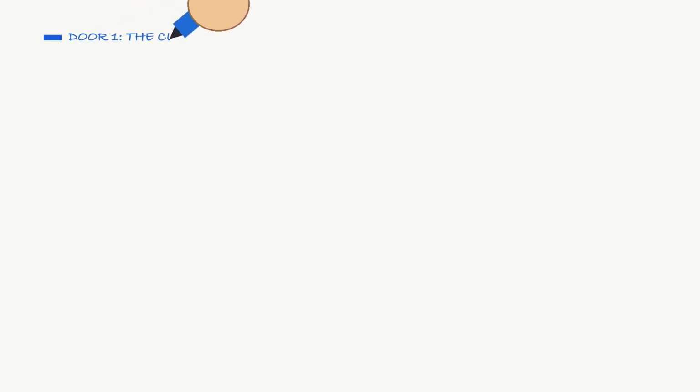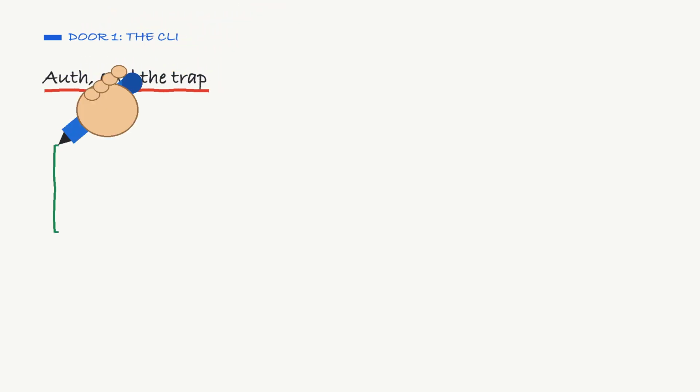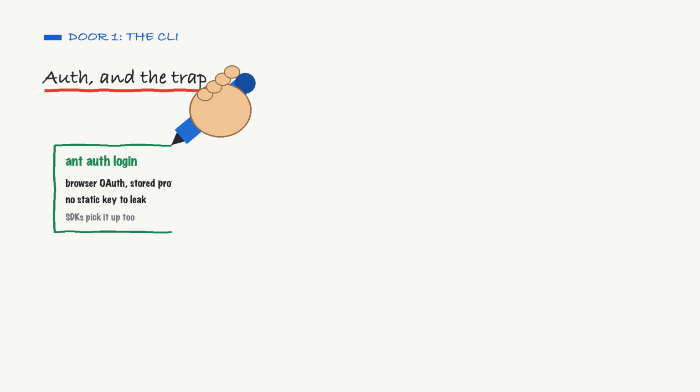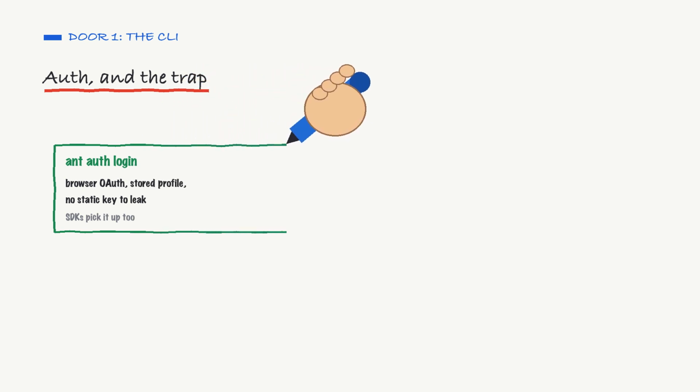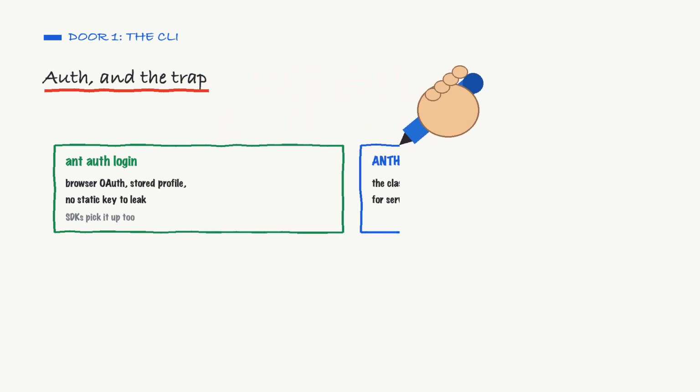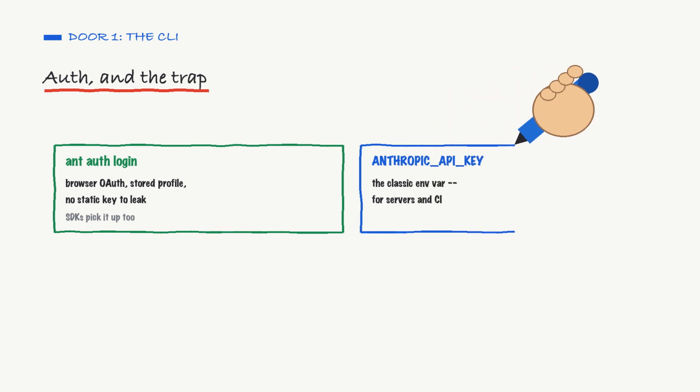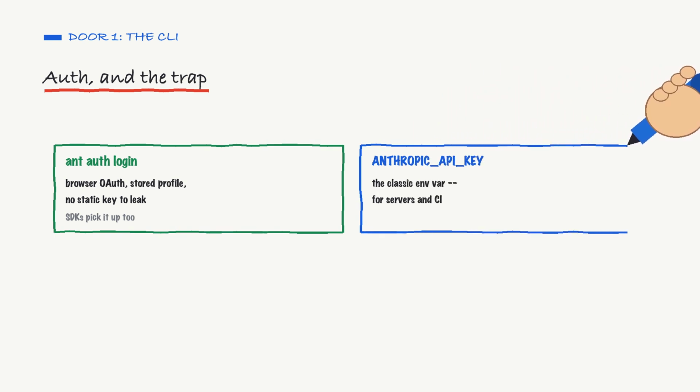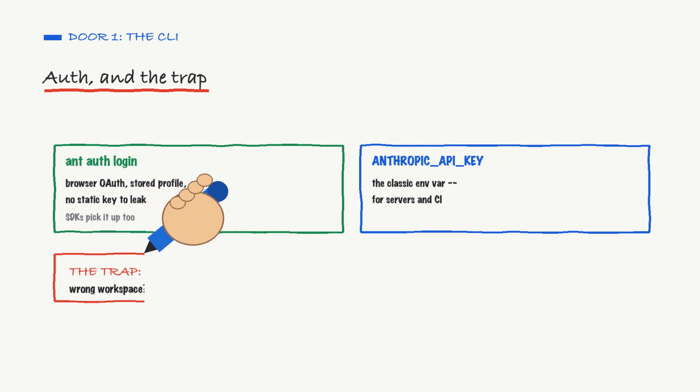Authentication, 2 ways. Interactive, env-auth login opens your browser, does OAuth, and stores a profile locally. No static key to leak, and the SDKs pick up that same profile automatically. Or the classic, export Anthropic API key, which is what servers and CI use.